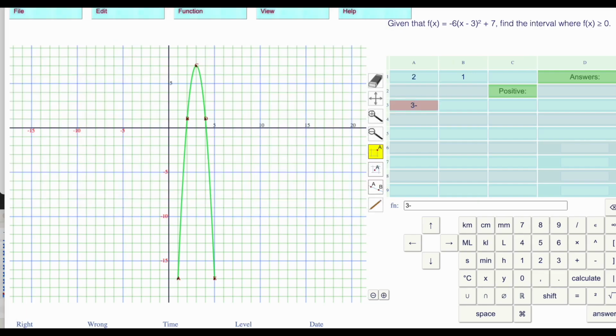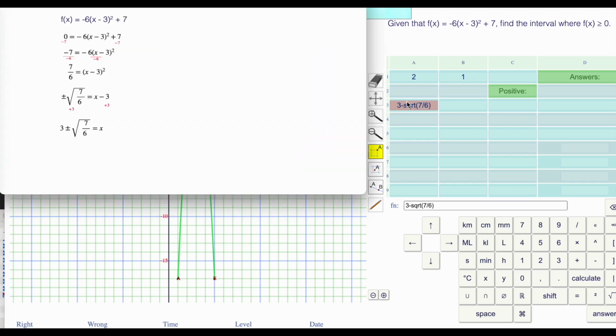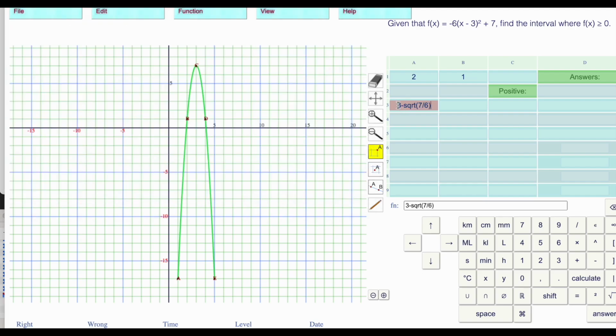3 minus the square root of 7/6. That should be our x1. I need to have an equals in front of this for it to work. And our x1, does that make sense? 1.91, almost 2. Yeah, that makes sense. And our x2, so I'm just going to fill this down because all we have to do is change this minus to a plus. We end up getting 4.08, which does make sense here. These are our two values.